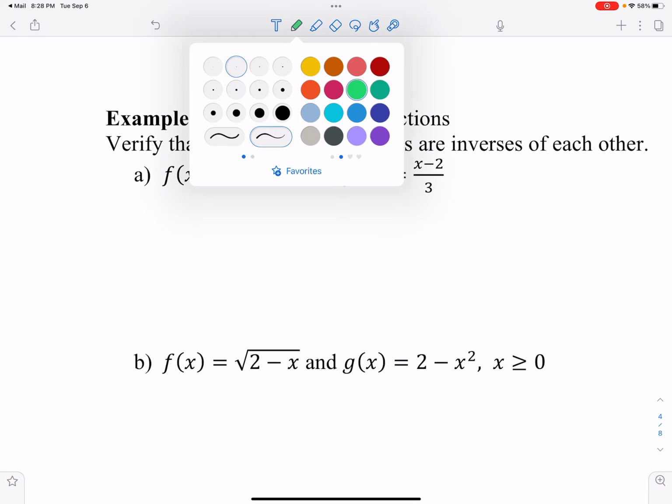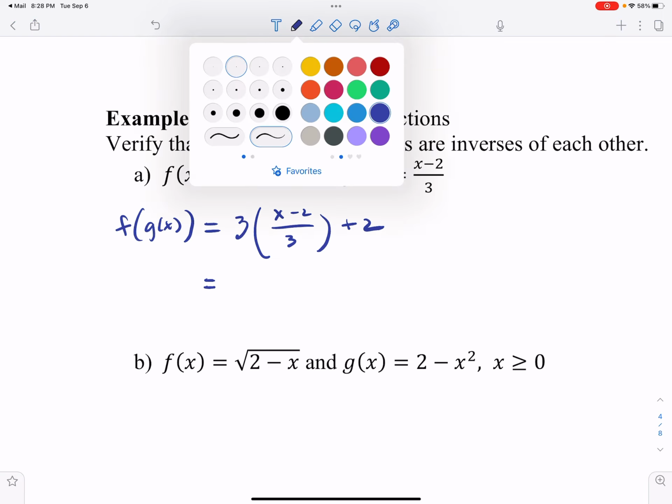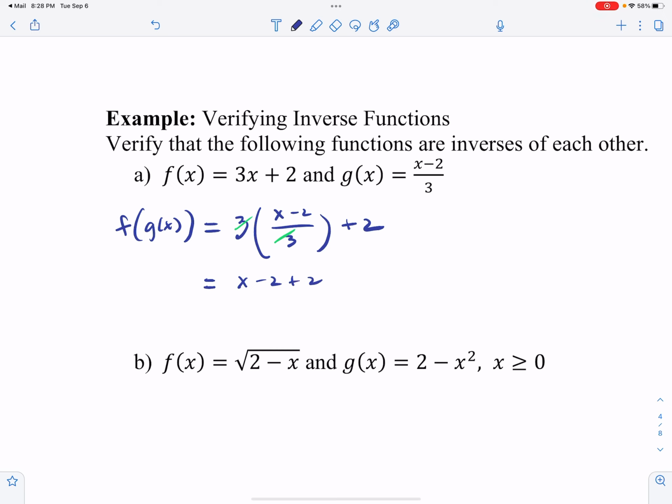So f composed with g, let's start with that. Okay, so that would be f is the outside function, g is the inside function. I can do vertical steps. Okay, those 3's will be able to cancel. And we'll have x minus 2 plus 2, which is equal to x, and that's over all real numbers. So I can say x is an element of the real numbers.